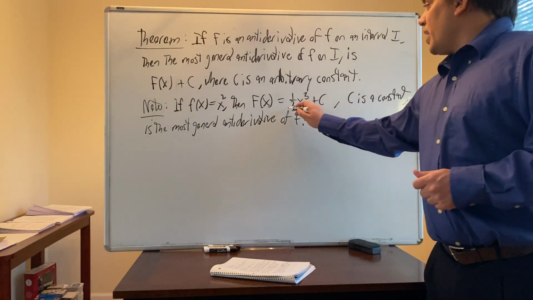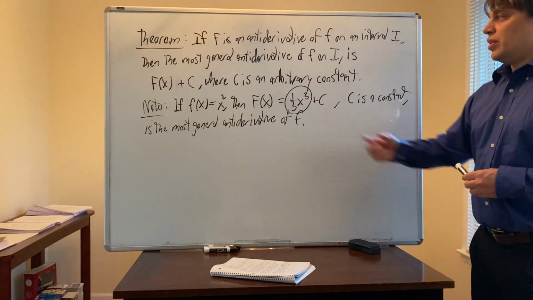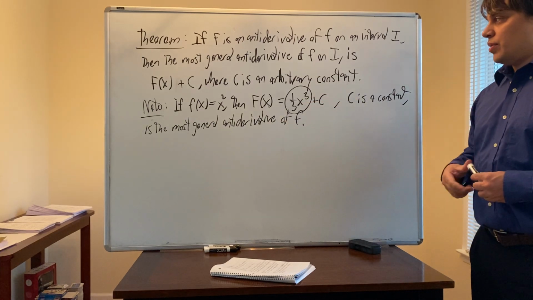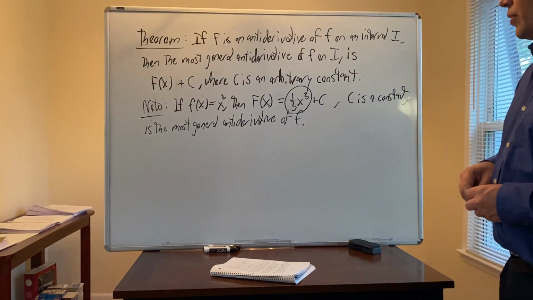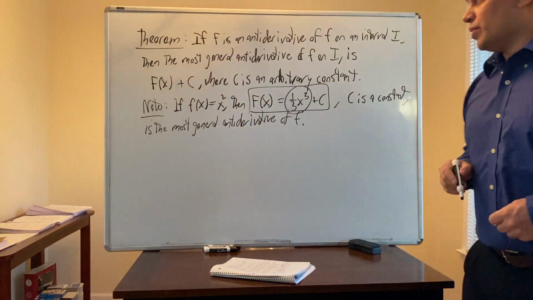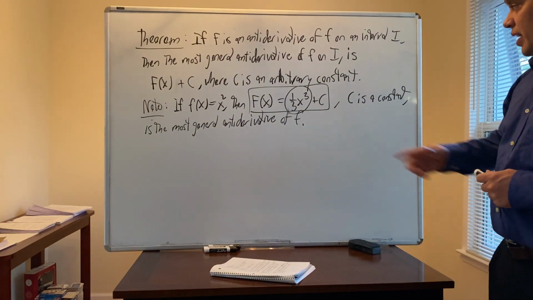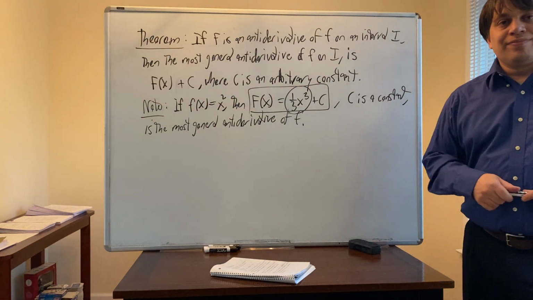That's because 1/3 x cubed is one antiderivative. And so if you take that antiderivative and add any constant to it, you get all of the antiderivatives of that function. Okay? So this family of functions are all of the antiderivatives of that little f of x, as capital C ranges over all possible constants. Okay?